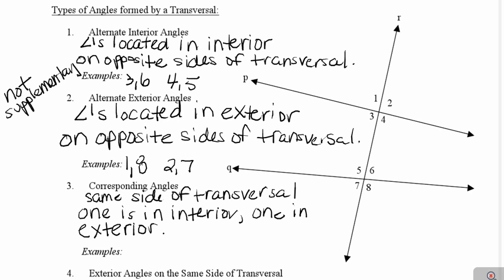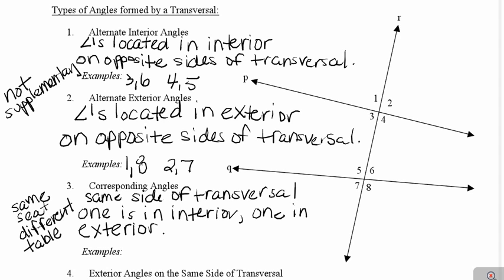So one way to easily remember this is they are in the same spot but at different tables. So if you like to think of these four angles here as a table and then these four angles as a different table, they're in the same spot at the table but they are at different tables. So that's one way to identify them very quickly if you're having trouble. Same seat, but different table.